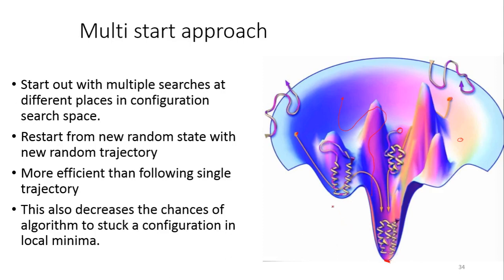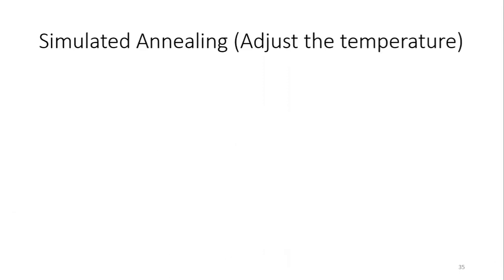This is one of the tricks that can be used to decrease the number of steps needed in Monte Carlo searches. Now let us talk about the next approach, called simulated annealing. We need to play around with adjusting the temperature in this simulated annealing approach.